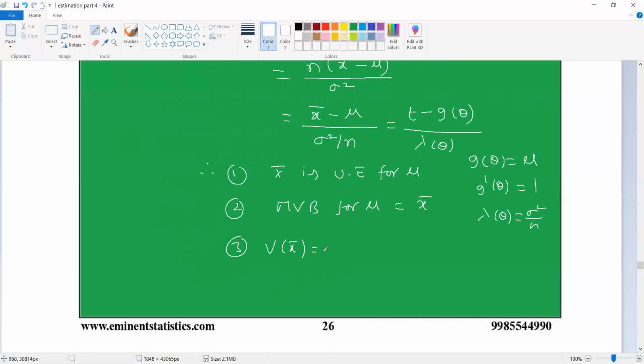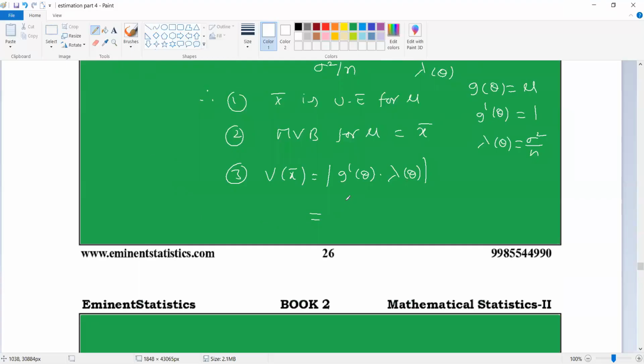Directly by substituting, the formula is modulus of g dash of theta into lambda of theta. g dash of theta is equal to 1, lambda of theta is sigma square by n. That is equal to sigma square by n, which is positive, so there is no need to take modulus. The variance of x bar is sigma square by n. This is the lower bound for the statistic x bar.